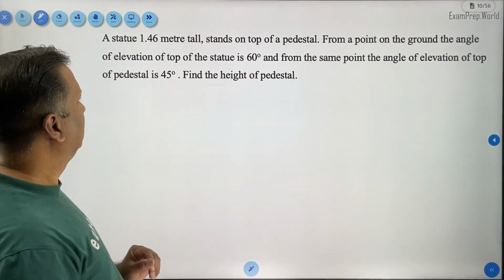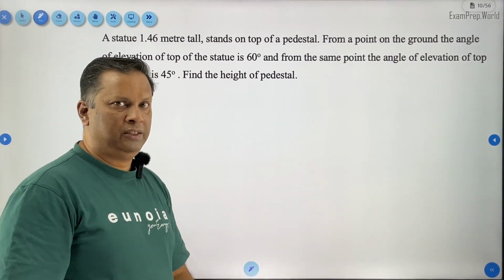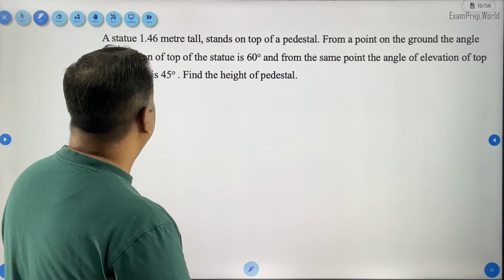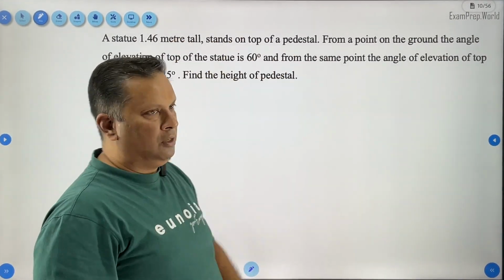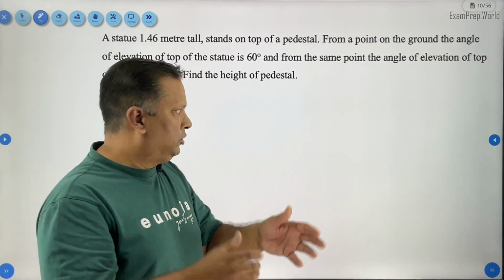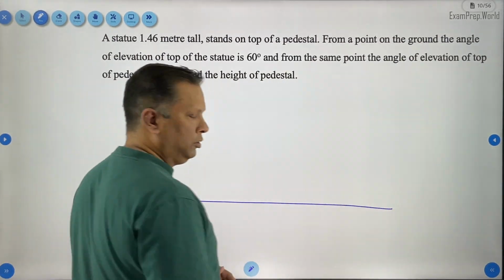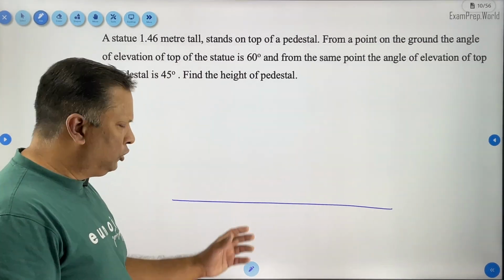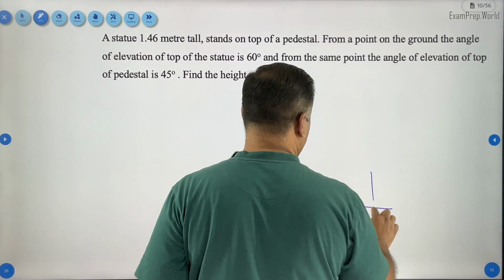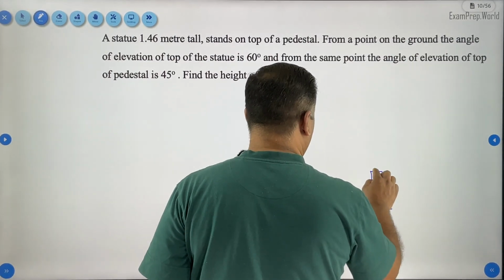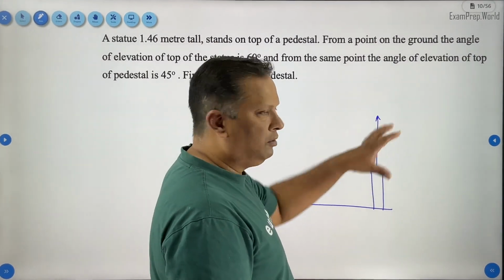Next question we have. This is a very common question which comes in your exams or reassessments. Here there is a statue which is 1.46 meters tall. It is standing on a pedestal. Statues are always on some pedestal, right? So first let's have the ground level. Algorithm: always draw the ground level first. You will never go wrong. Then draw a pedestal. So this is the pedestal. On this is the statue. So we have a pedestal, we have the statue.